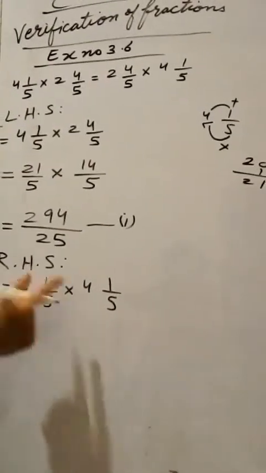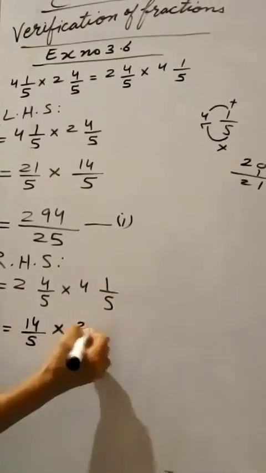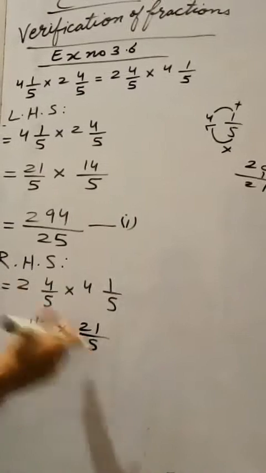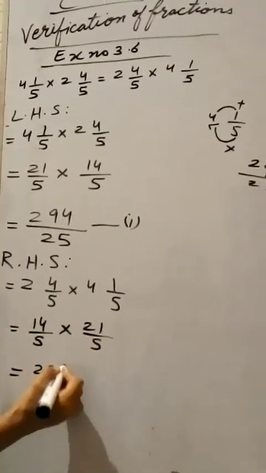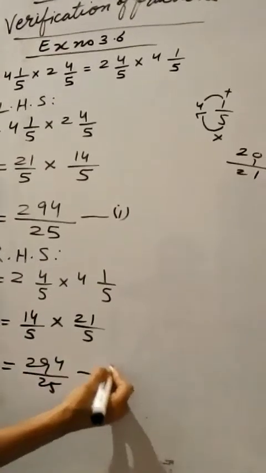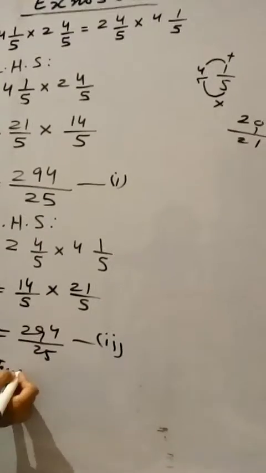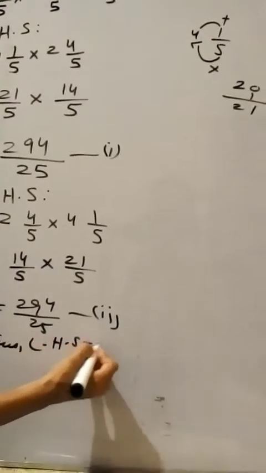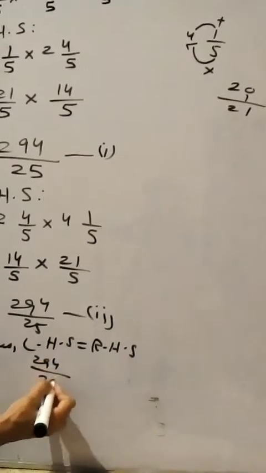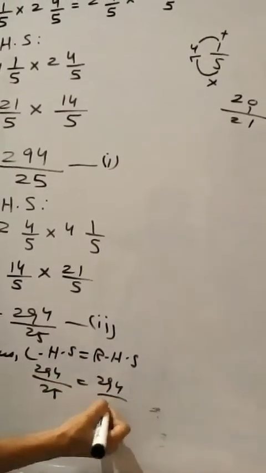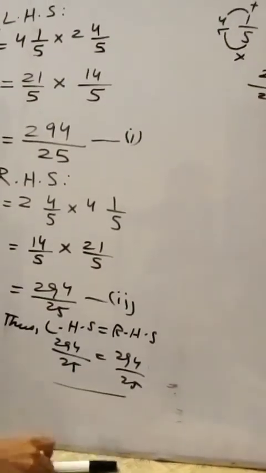5 2 times 10, 10 plus 4, 14/5. Multiply 5 4 times 20, 21/5. No cutting is possible, up and down, crossing no. So just multiply the numerators and then the denominators. Equation 2. See, values are the same. Thus, left hand side is equal to right hand side. These are the proper steps. 294/25 equals 294/25. Draw the ending line. So these are the steps for solving the question.